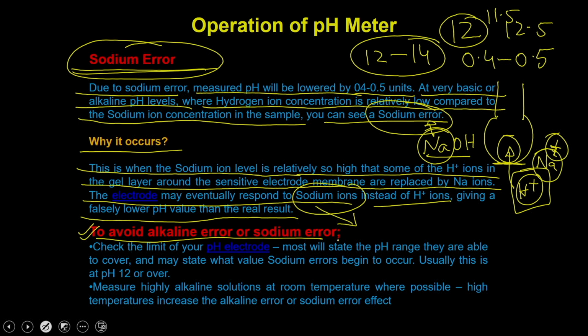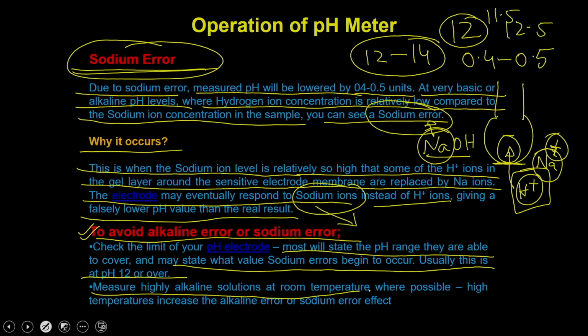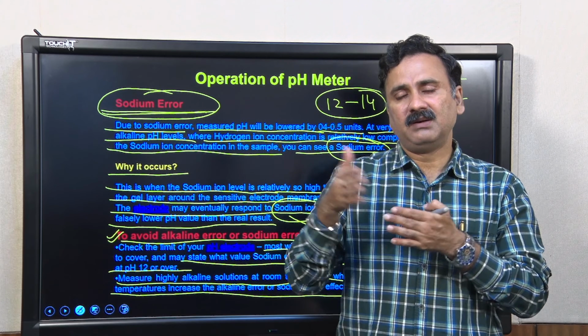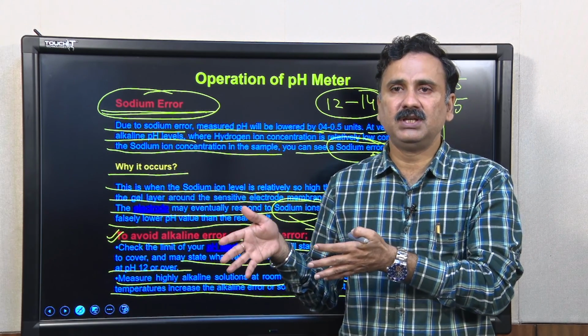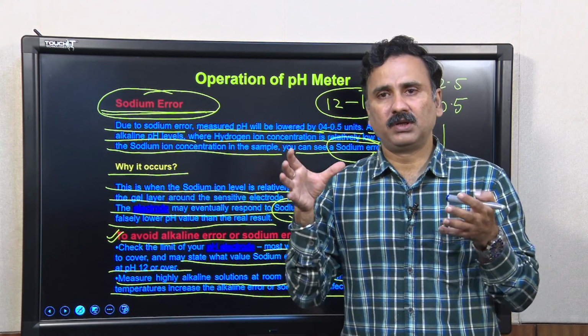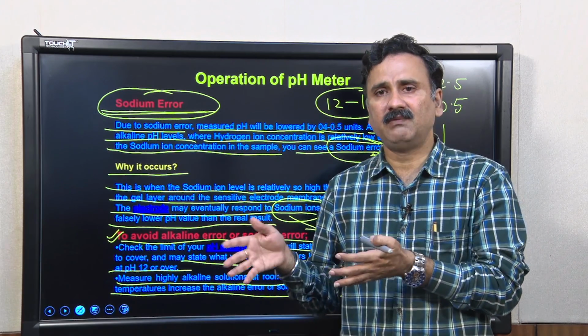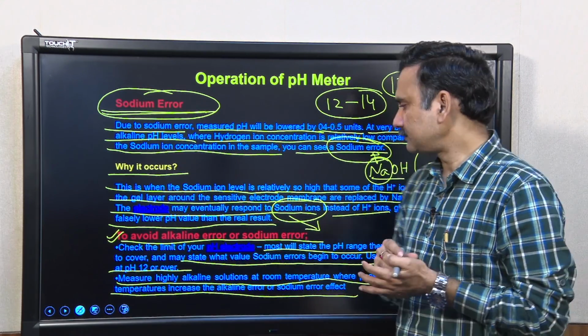You can avoid that simply by checking the limit of your pH electrode. Most will state the pH range they are able to cover, and may state that this is at pH 12 or over. Then you measure the alkaline solution at room temperature where possible, because high temperature is going to increase the sodium effects. High temperature changes the dissociation constant of that particular solution, and that is going to increase the sodium level even further.